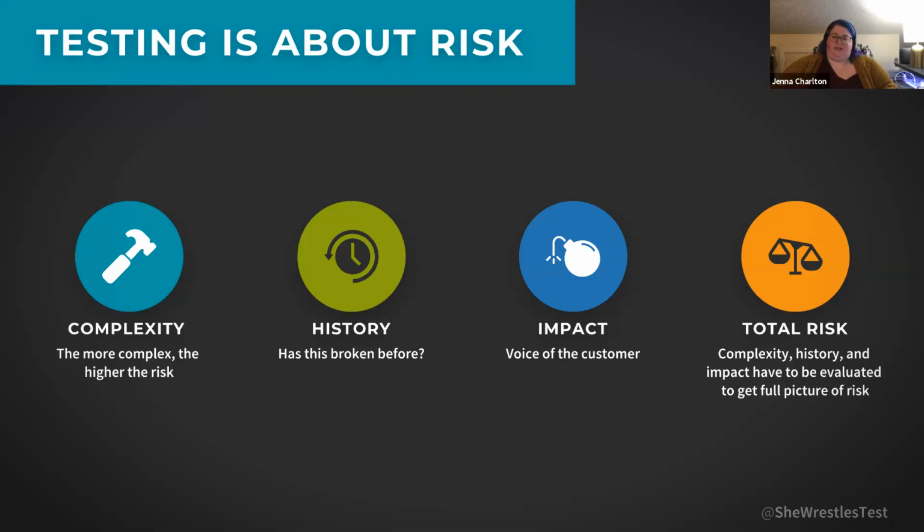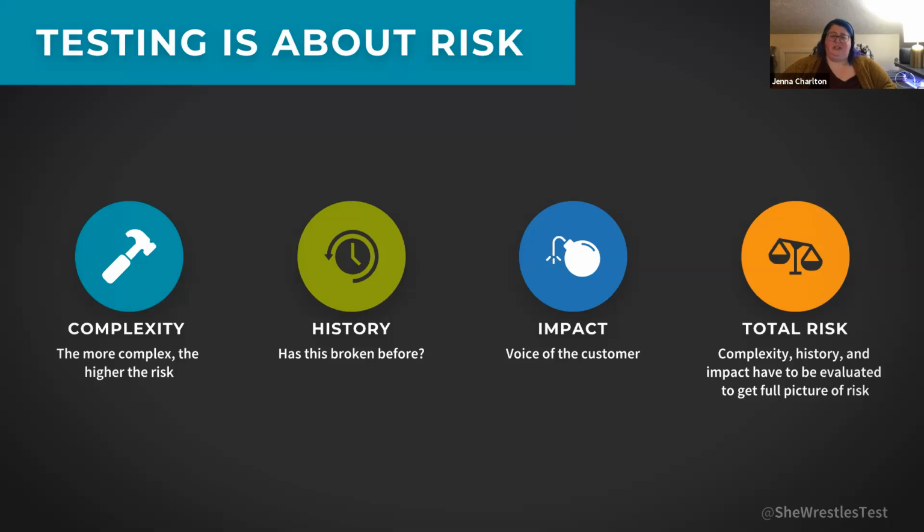We use 3 factors. Complexity: the harder it is to build, the more complex it is, the higher the risk. If your software is spaghetti code, it's riskier. If your software is an application that sits in the middle of 4 other applications, it's pretty high risk. The history: do we know that this application is really flaky? Have we had a lot of problems with it?